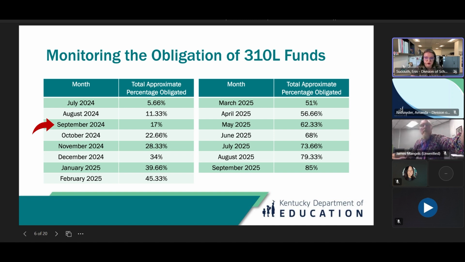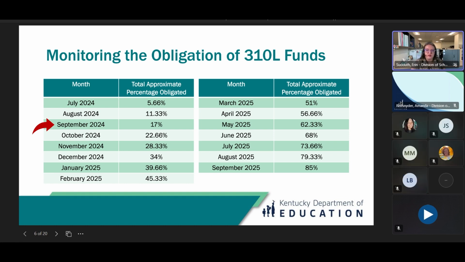So by the end of September, roughly 17% should be obligated, meaning spent or encumbered. If you're significantly below that point, just make sure you're checking in with your finance officer and making sure that you're going to be on track to meet those carryover requirements. And remember that once your consolidated application does receive full approval from KDE and you're able to draw down on those funds, you can use Project 310L funds to pay for allowable and approved expenditures going back to when that grant first started, which is July 1st of 2024.